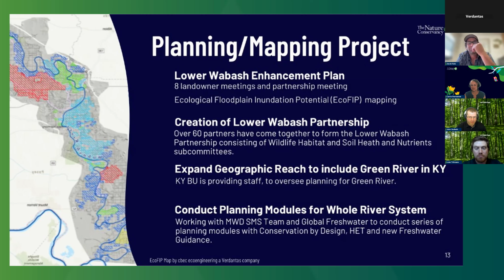And so we used what we had gathered from our landowner meetings and partnership meetings, what our partners are giving us as far as their priorities, along with the mapping. And then we have created a series of planning modules that looks at the entire river system. So we're looking all the way from the headwaters down to the actual river itself, and trying to create a plan that is going to look at the whole river system.